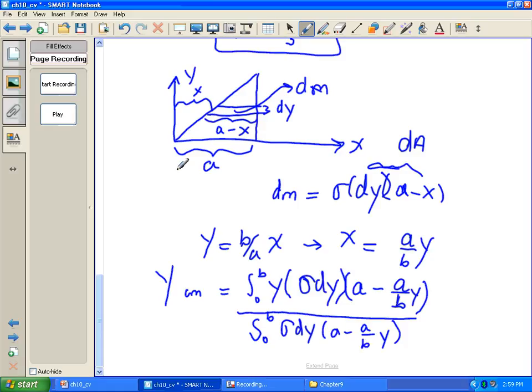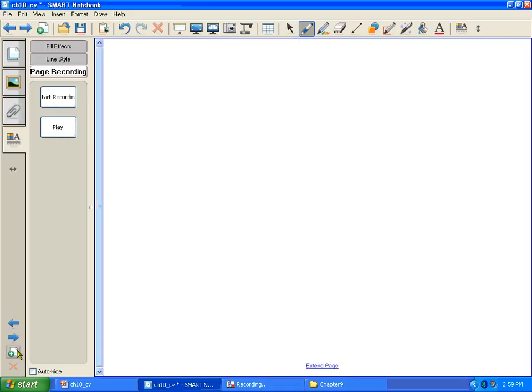So what you can see is we're going to have to start a new sheet here because I won't be able to extend the page. Let's see if we can come over here and start a new sheet.